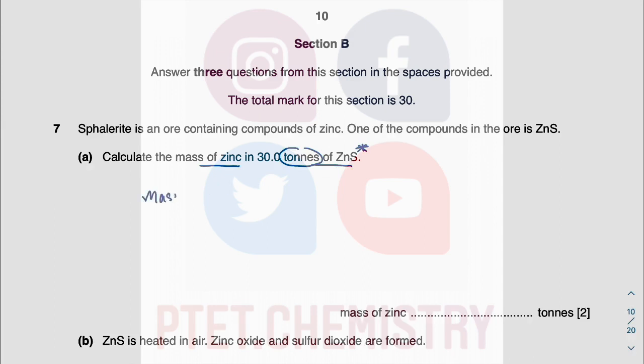So the mass of zinc is going to be the proportion of zinc, which is from the periodic table. Zinc atomic mass is 65, and then divided by the 65 plus 32 for sulfur. That is for ZnS, and then times 30.0 tons. That should give you the mass of zinc.